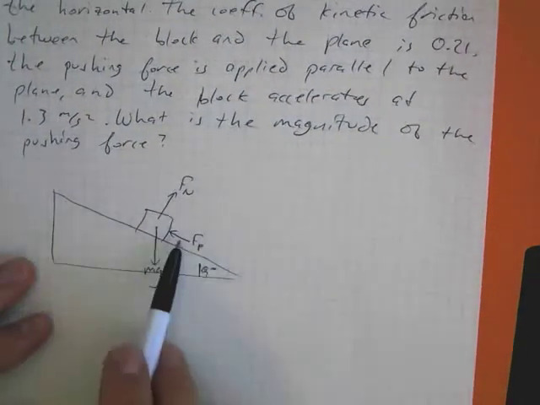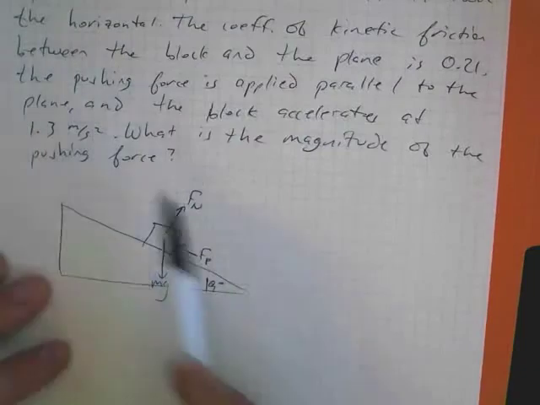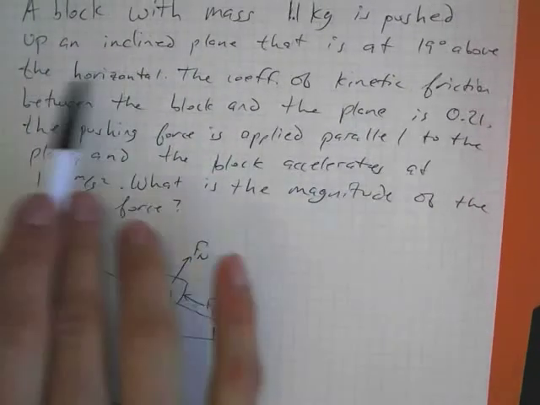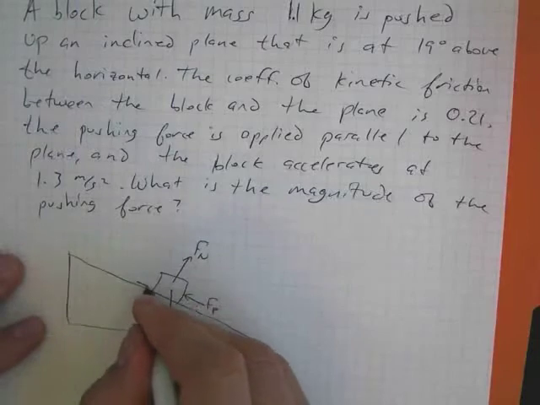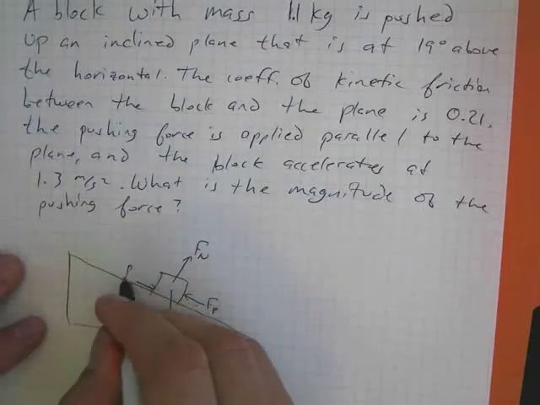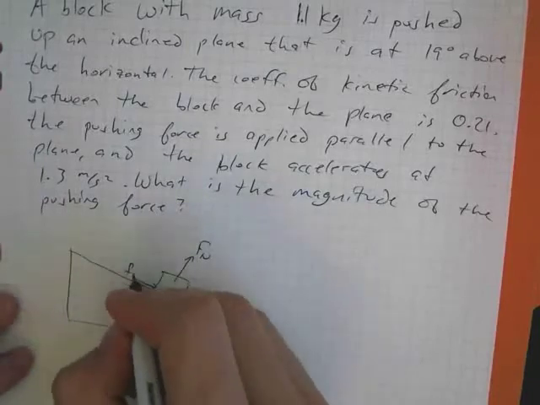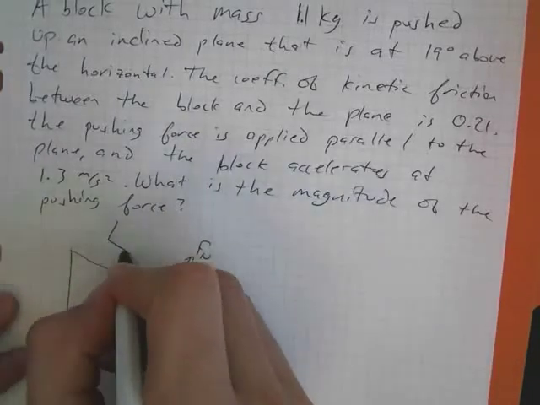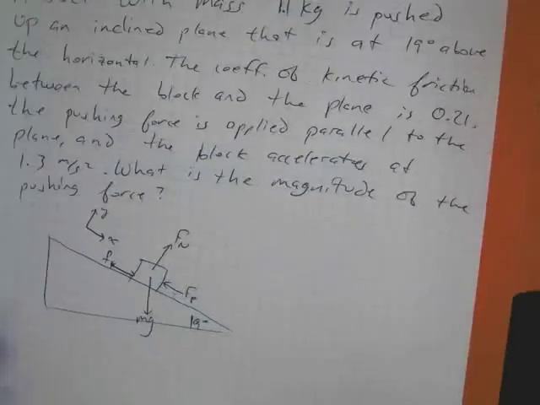And because the block is being pushed up the incline, the frictional force, which always opposes motion, will be pointing down the ramp in this case. Kinetic friction is pointing down the ramp. As usual, we rotate our coordinate system. And now we can start writing our Newton's second law equations.